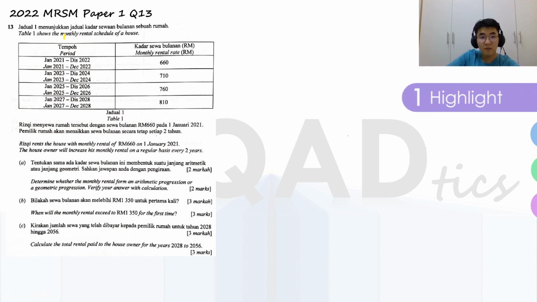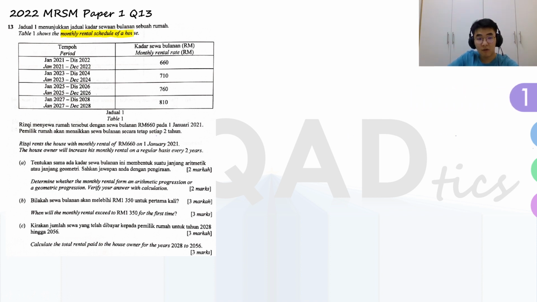Alright, so this question, we have a monthly rental schedule of a house. If you refer to table 1, for these 2 years, it will be this amount, and for the other 2 years, it will be this amount. There are 2 things we need to take note of here. The first thing is, for every 2 months, it will change its monthly rental rate. And the second thing is, these are all monthly, the amount that we need to pay for every month.